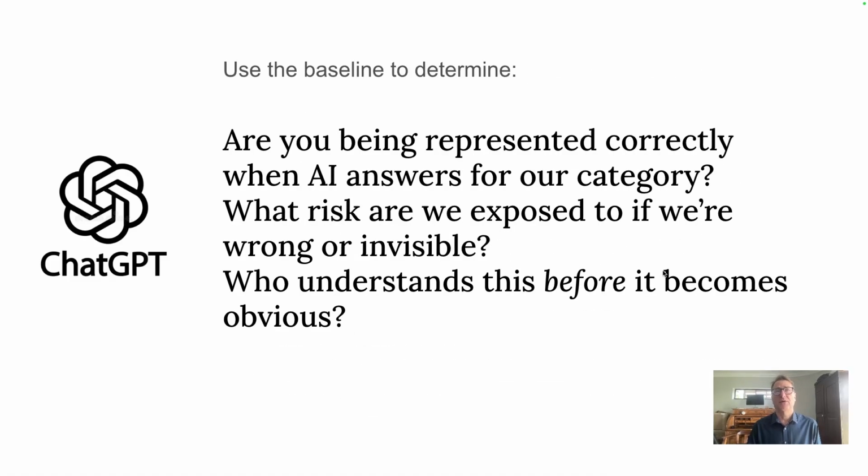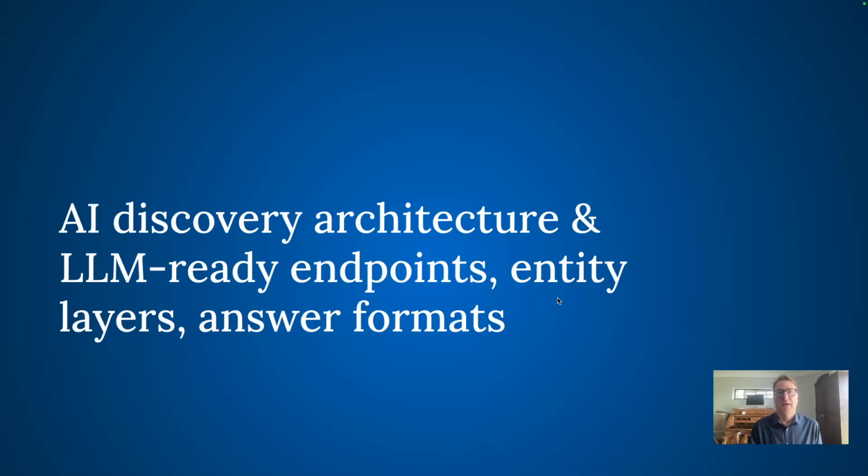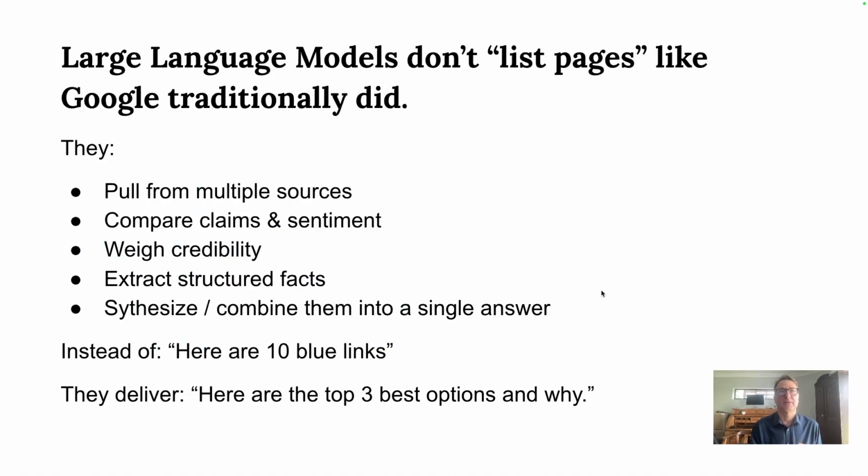Other questions you can ask is, are you being represented correctly when AI answers for your category? What risks are we exposed to if we're wrong or invisible? And who understands this before it becomes obvious? AI discovery architecture and LLM-ready endpoints, entity layers, and answer formats. So let's go into that.